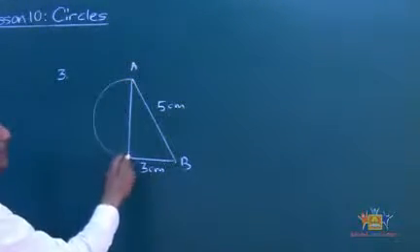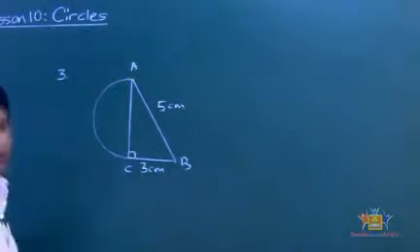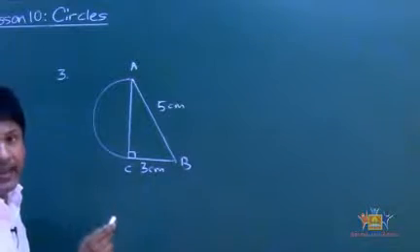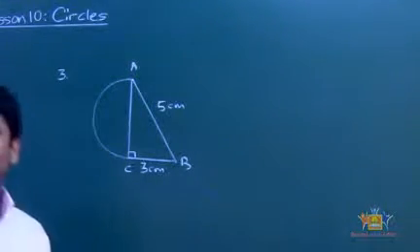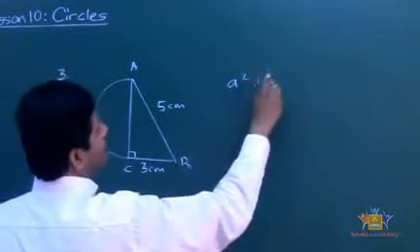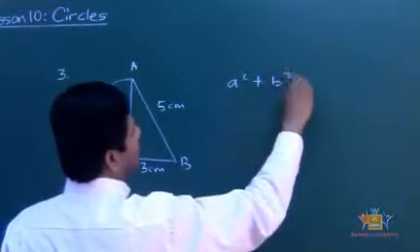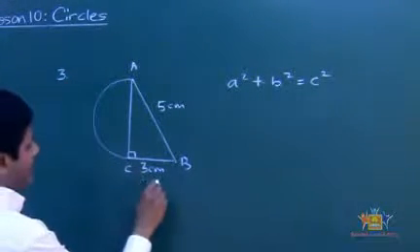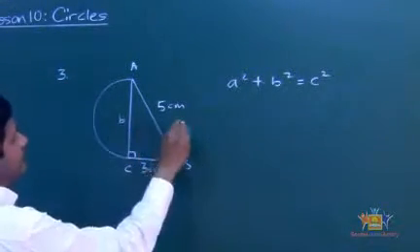But it's not given. But look at this, I told you this is a right angle triangle. If I gave you this, and I don't know this, can I find that length? That's right, Pythagoras theorem. Because we know that a squared plus b squared equals c squared. So what is a? This is a. Let's say this is b and this is c.